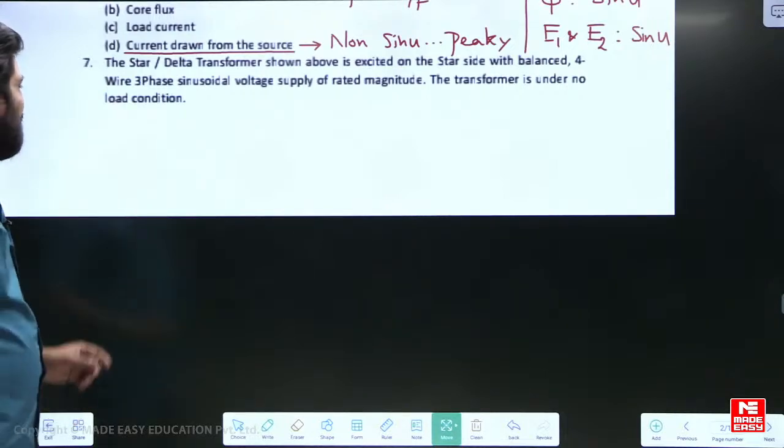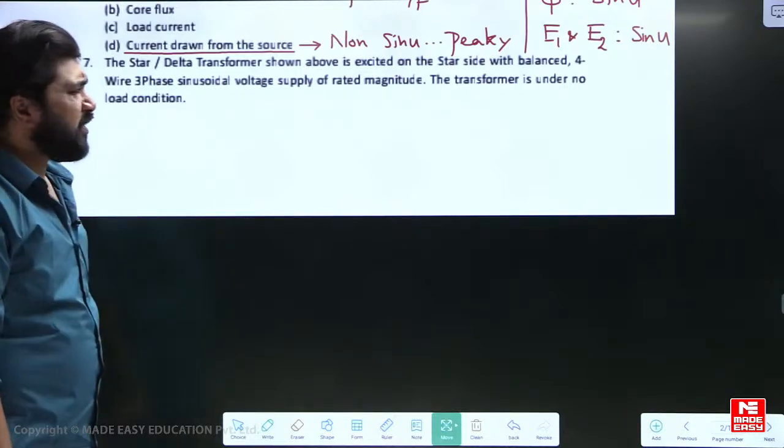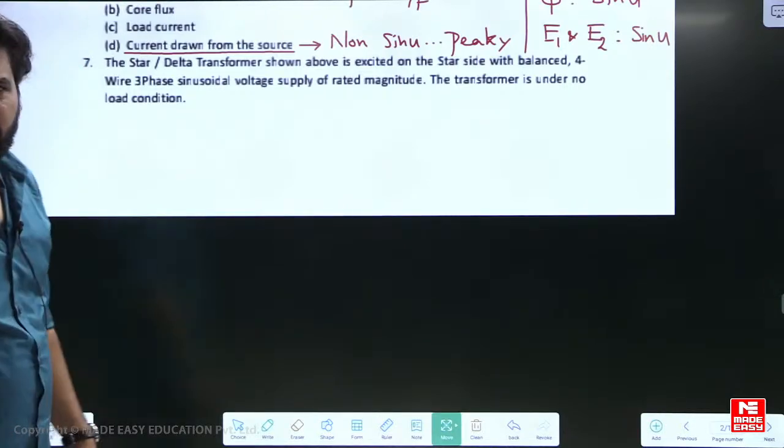Next question. Star delta transformer shown above is excited on the star side with balanced 4-wire 3-phase sinusoidal voltage supply of rated magnitude. The transformer is under no load condition.